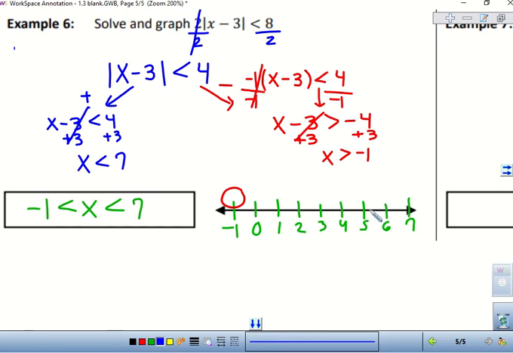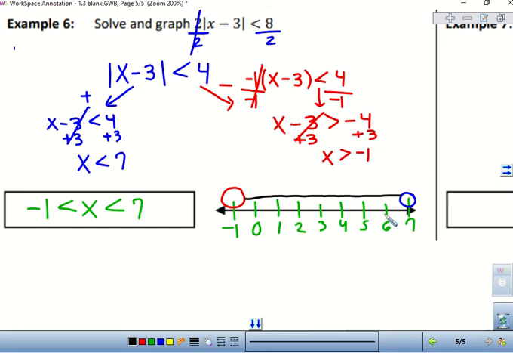What about above the 7? Open. Now this is a compound inequality that's joint, which means all the values for x fall between -1 and 7. But are -1 and 7 included? No, because of the open circles. So any x value between -1 and 7 that are not -1 and 7 will make this statement true.